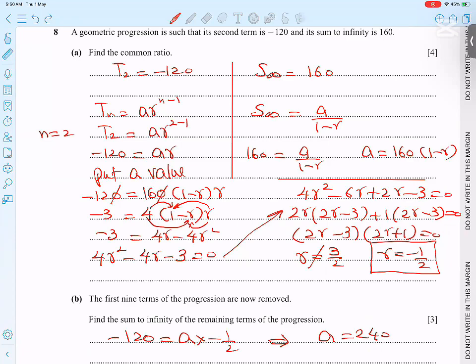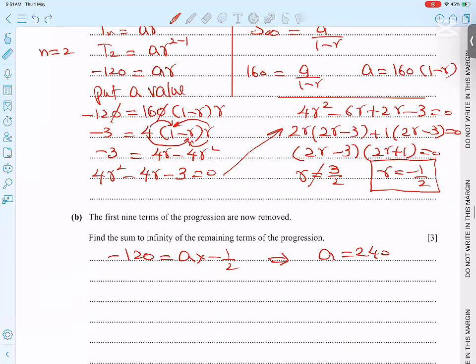And now he's saying the first 9 terms of the progression are removed, so find the sum to infinity of the remaining sequence. The sum to infinity, you know, is 160. So we have to remove it. How to remove it?